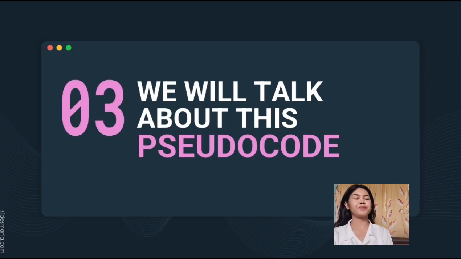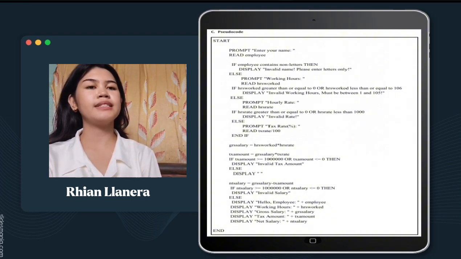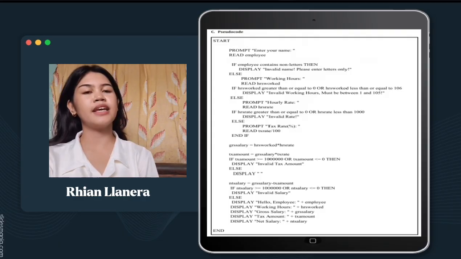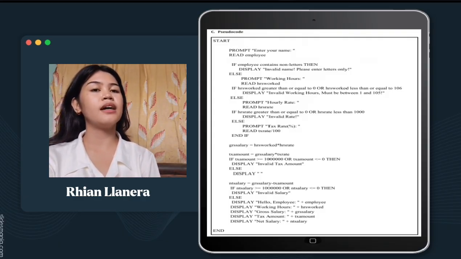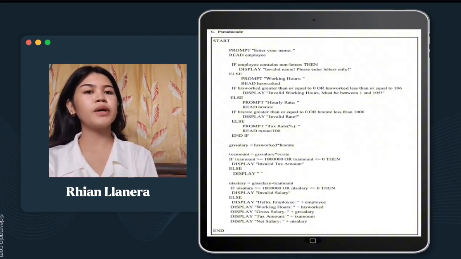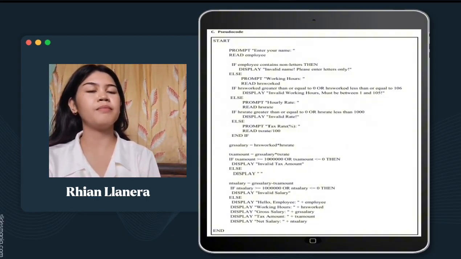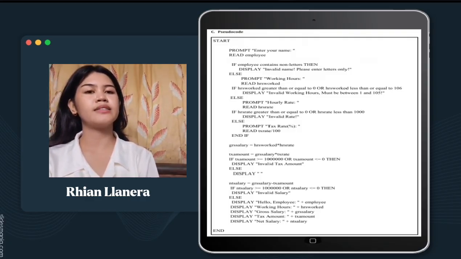Hi, good day. I will explain to you guys our pseudocode starting from the program. The program begins and asks the user to enter their name. Next is the name validation. If the name contains characters other than letters, like numbers or symbols, the program shows invalid name. Please enter letters only.